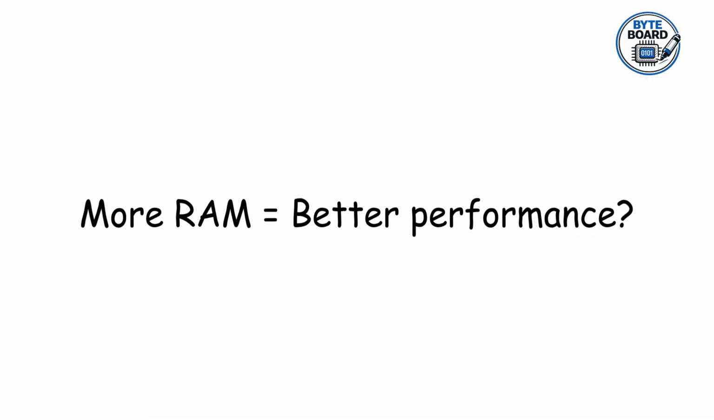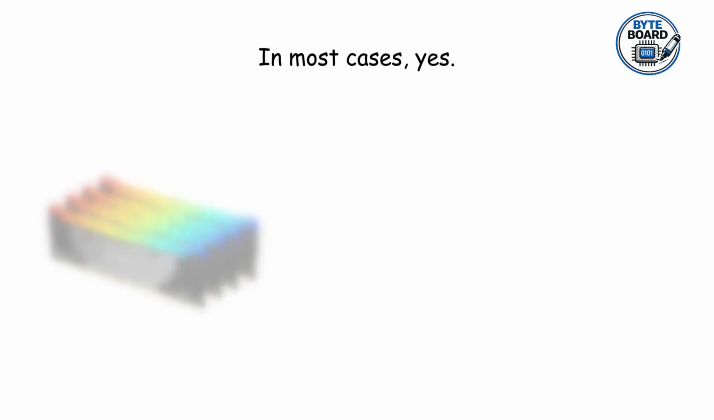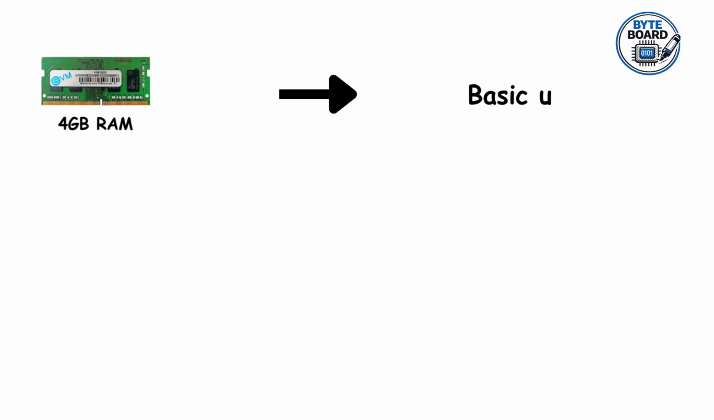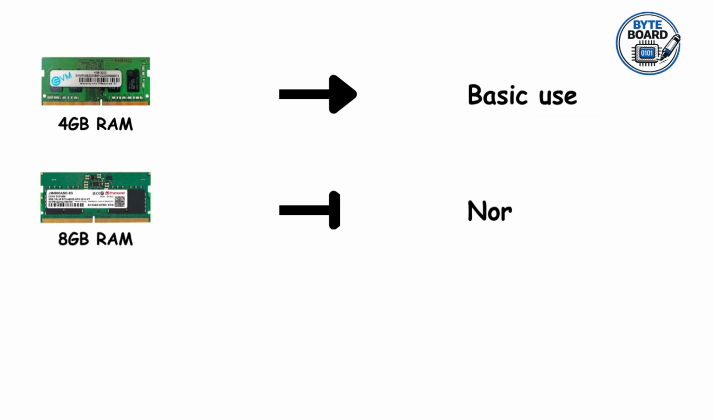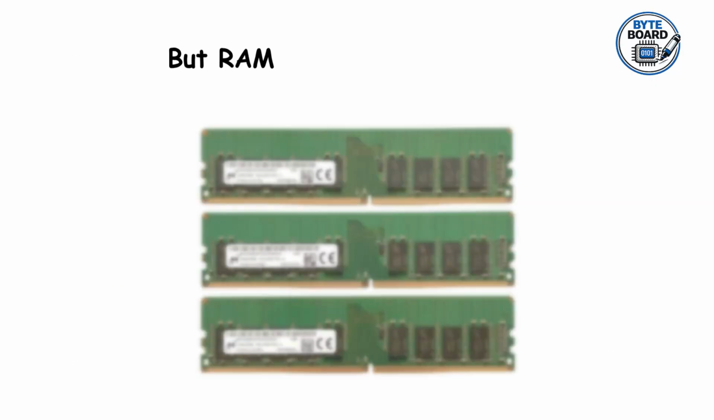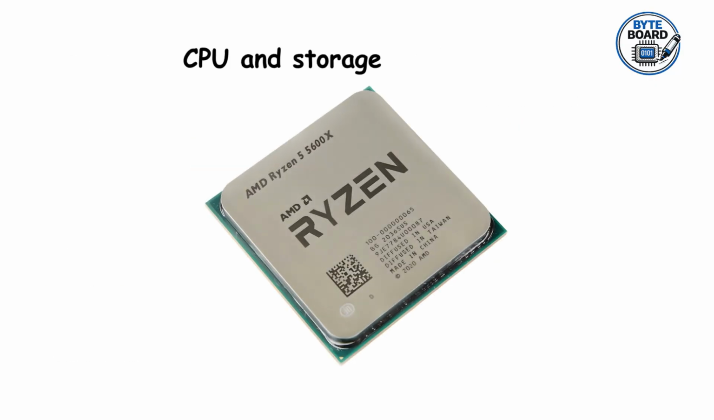Does more RAM equal better performance? In most cases, yes, more RAM allows your computer to handle more tasks at the same time. For example, 4 GB RAM for basic use, 8 GB RAM for normal use, 16 GB or more for gaming and heavy tasks. But RAM is not the only factor. CPU and storage also matter.